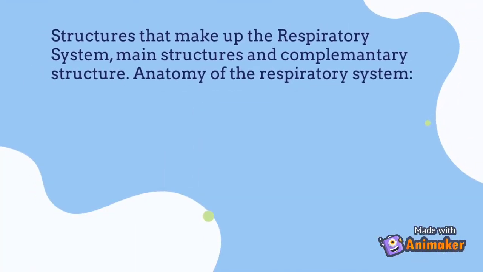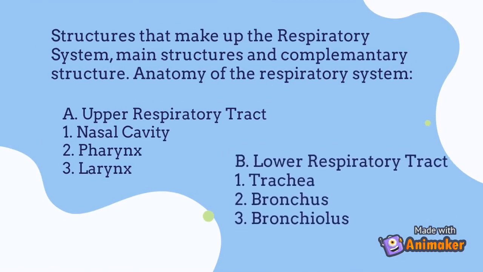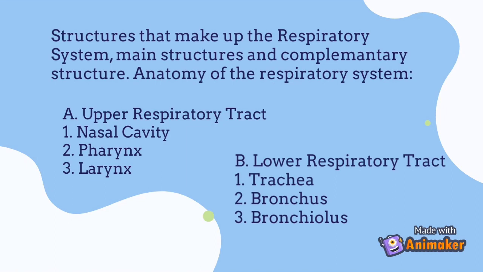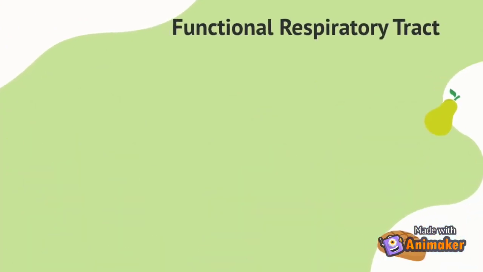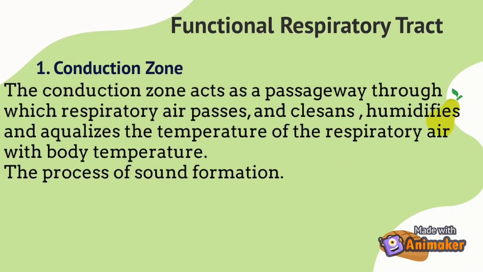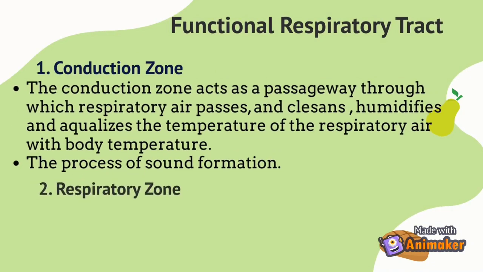Structures that make up the respiratory system: main structures and complementary structures. Anatomy of the respiratory system. A. Upper respiratory tract: nasal cavity, pharynx, larynx. B. Lower respiratory tract: trachea, bronchus, bronchioles. Functional respiratory tract.